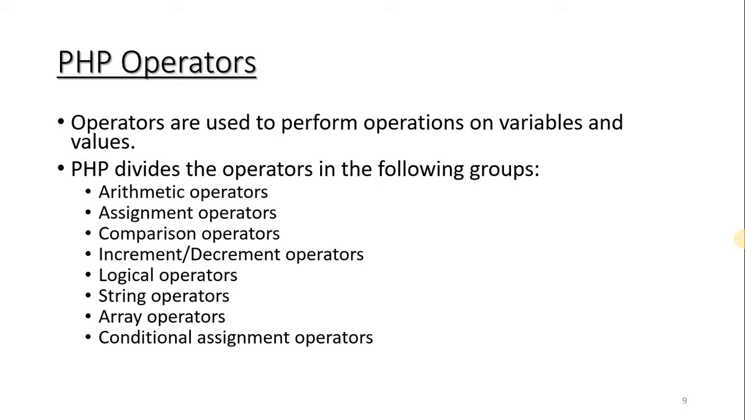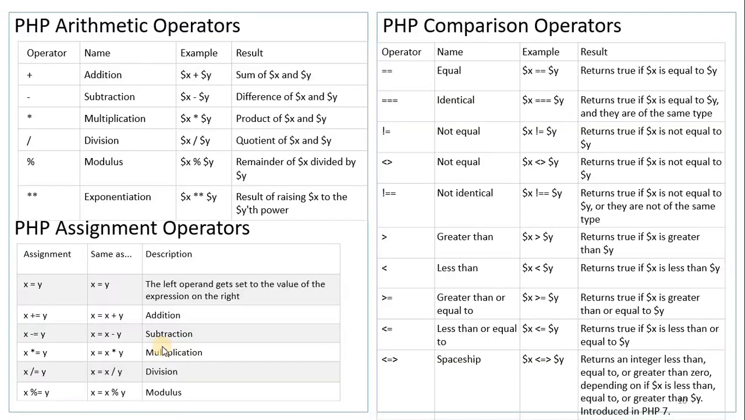So we have different kinds of operators in PHP: arithmetic operators, assignment operators, comparison operators, increment and decrement operators, logical operators, string operators, array operators, and conditional assignment operators. So we'll see them individually.